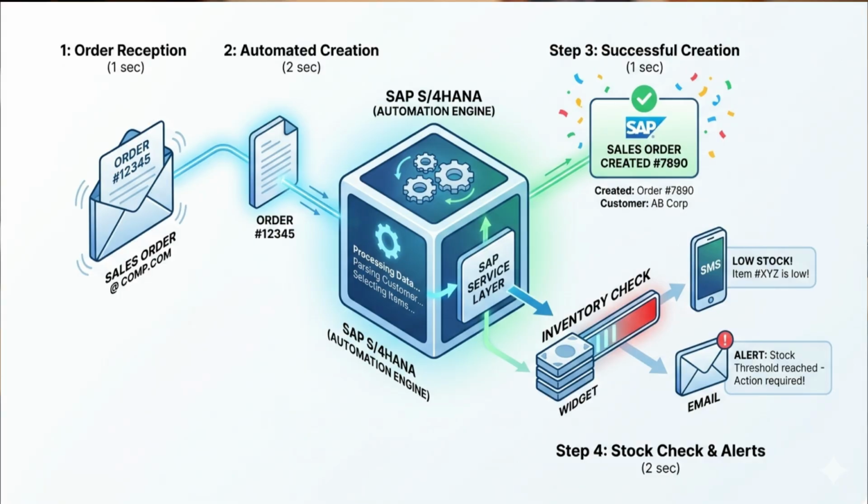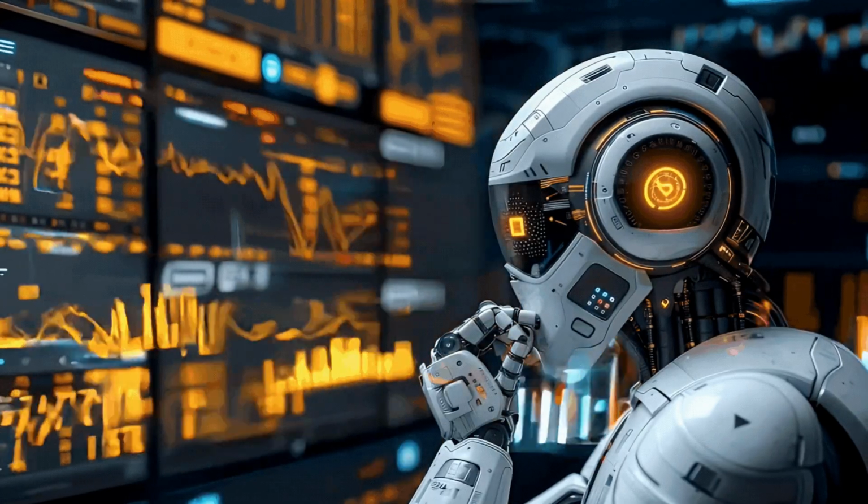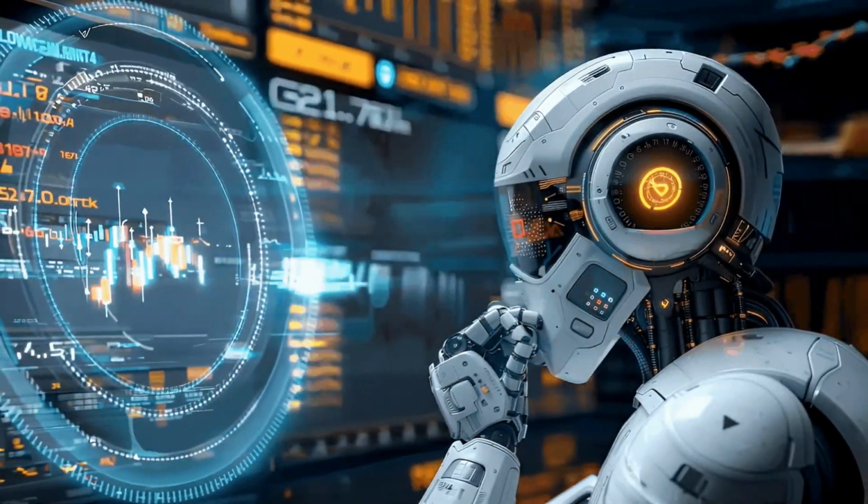For example, imagine receiving customer orders via email. An automation tool processes the email, extracts the order details, and sends them to SAP using the Service Layer. A sales order is created automatically. Another workflow checks inventory levels. If stock is low, it can trigger a purchase order. Once goods are received, the system updates inventory and generates the necessary accounting entries. All of this can happen without manual intervention.